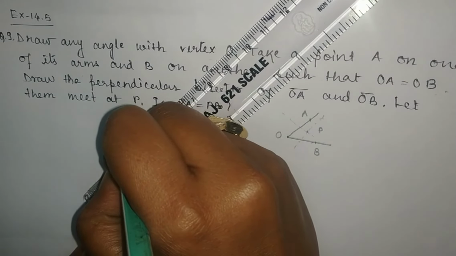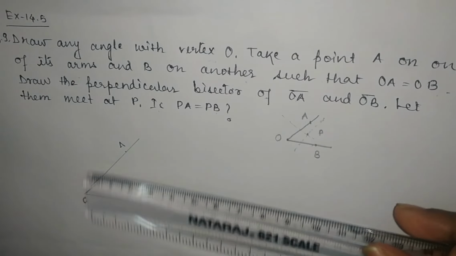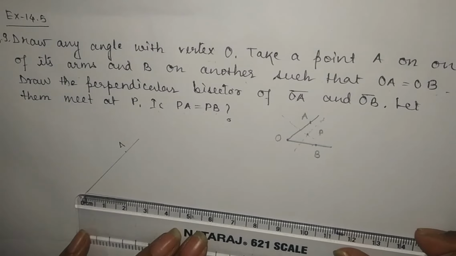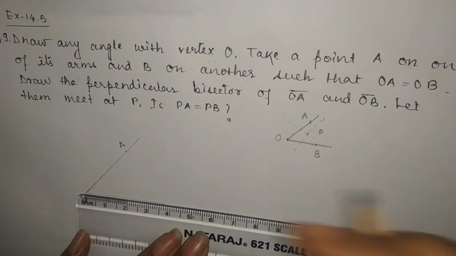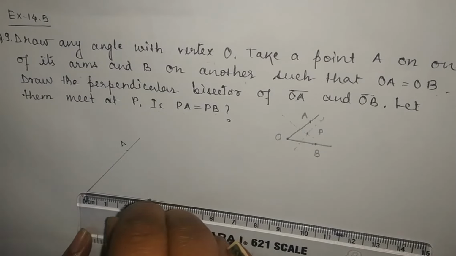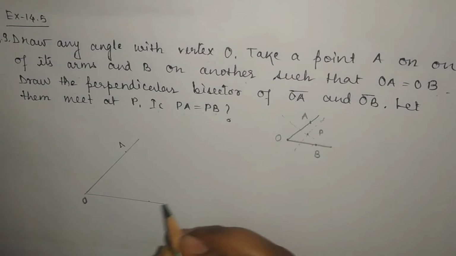and let's name it as A, and here also we'll take 3 centimeter. So the distance will remain the same. Say B.